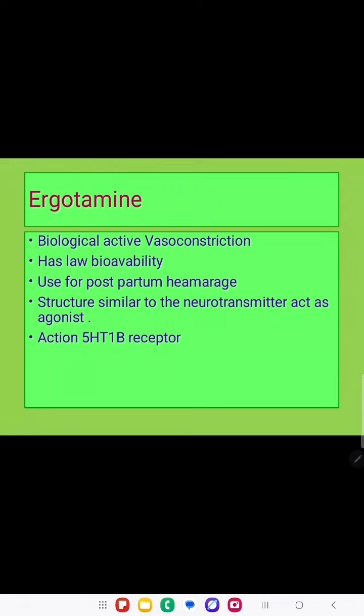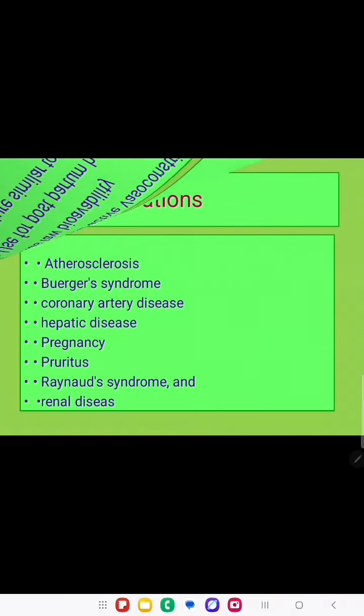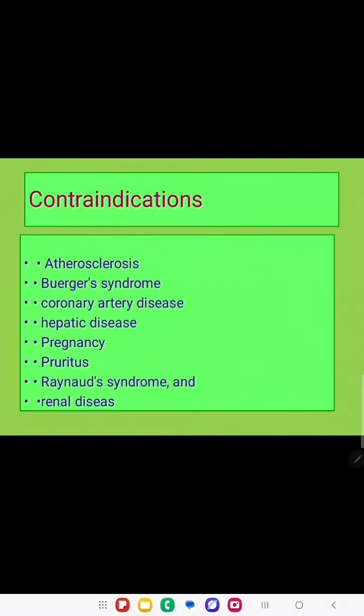Ergotamine is biologically active, a vasoconstrictor, and has low bioavailability. It is used for postpartum hemorrhage. Its structure is similar to a neurotransmitter, and it acts as an ergot, acting on the 5-HT1B receptor. Contraindications: atherosclerosis, Buerger's syndrome, coronary artery disease, hepatic disease, pregnancy, pruritus, renal disease, and Raynaud's syndrome can be seen.